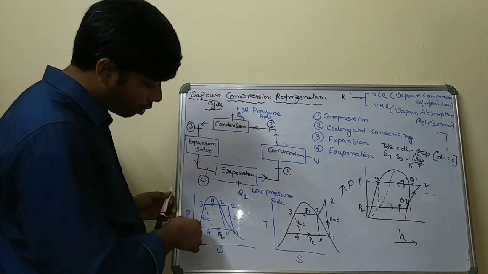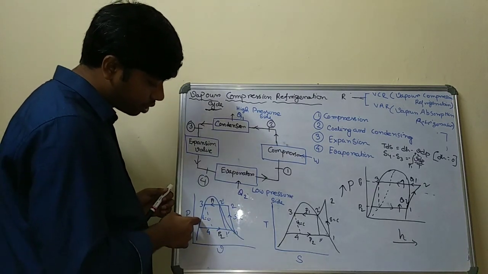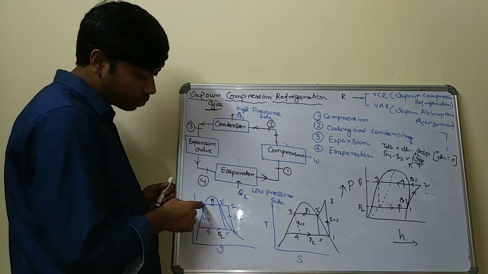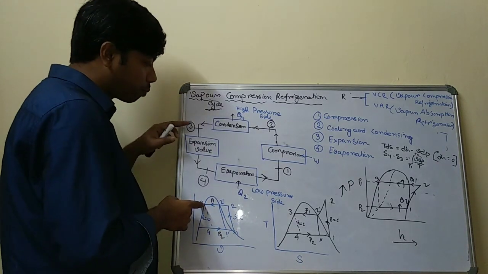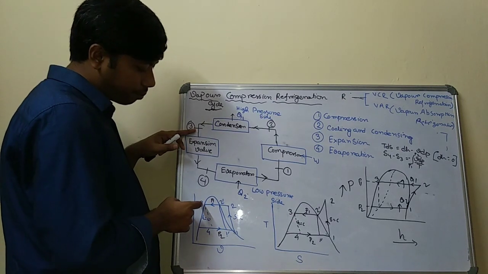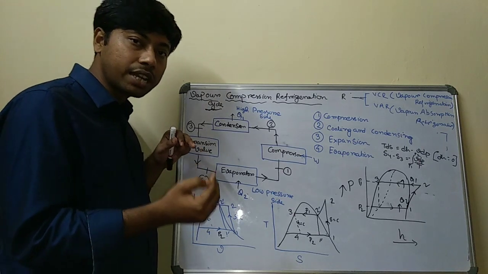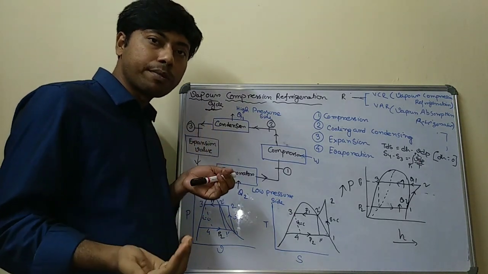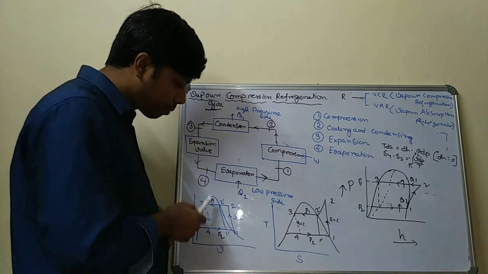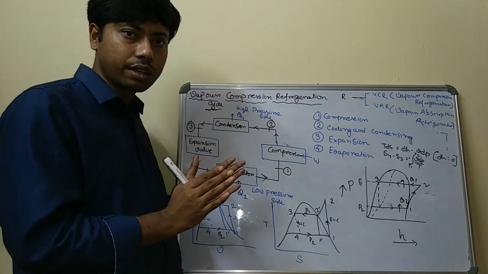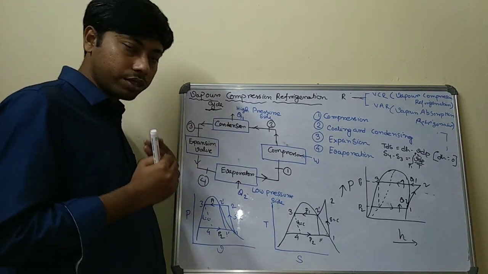And basically, as you know from the properties of pure substances, this is a saturated liquid line, and this is a saturated vapor line. So it reaches up to this point, point 3. So at point 3 after condensation, the main objective is to form liquid refrigerant from vapor refrigerant, or it may be superheated vapor refrigerant. But the main function is to produce liquid refrigerant.